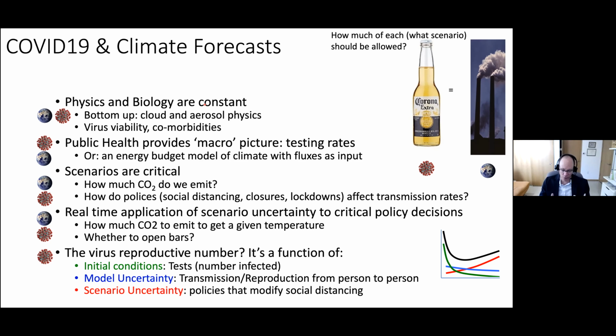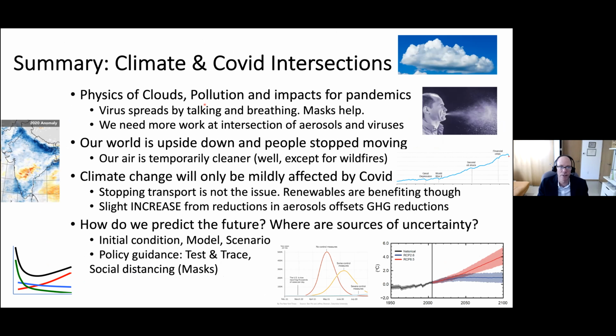So if we're talking about wanting to keep the planet to 1.5 or 2 degrees of warming, how much CO2 can we emit? The flip side of that for viruses is, do we keep the bars open or not? How many cases are we going to end up with? So this reproductive number for viruses is a function of these different types of uncertainty. It's the initial conditions, it's testing, it's the model uncertainty, the transmission or reproduction rate, and it's the scenario uncertainty, the policies that modify social distancing.